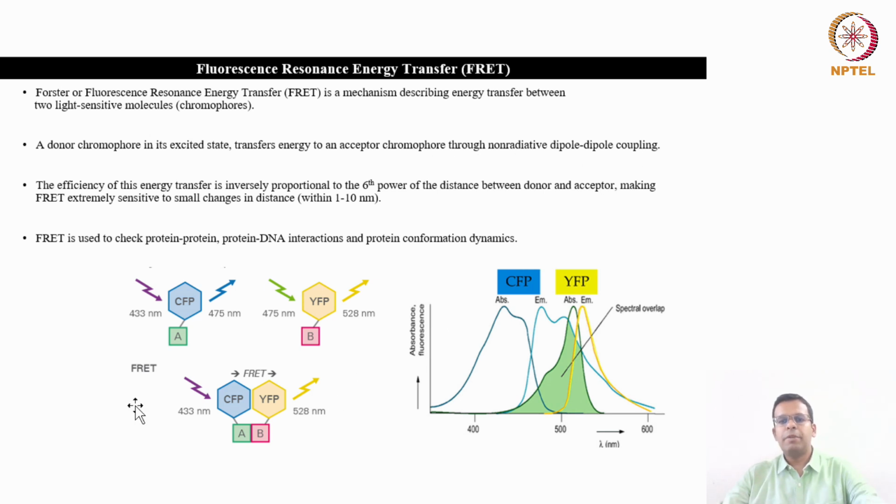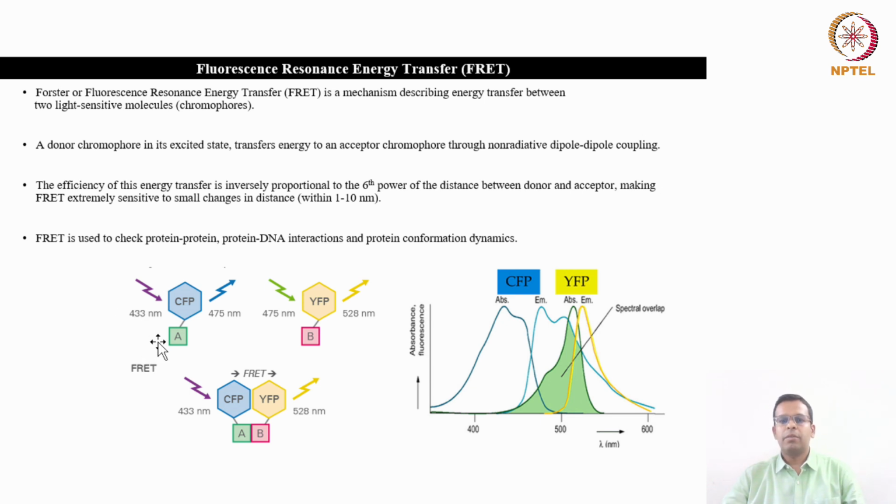Let me explain this phenomenon using this diagram. Let's say protein A and B are my proteins of interest, and I want to see whether protein A interacts with protein B or not, whether protein A and B are in close proximity or not. So what I will do is tag protein A with the cyan fluorescent protein and protein B with the yellow fluorescent protein. I will typically use this FRET pair, this pair of fluorescent proteins.